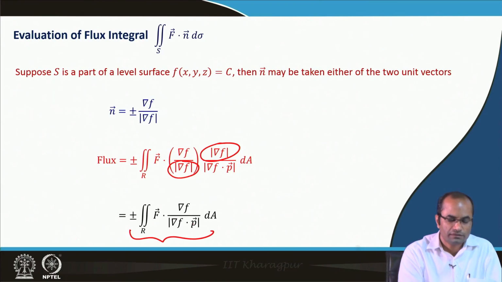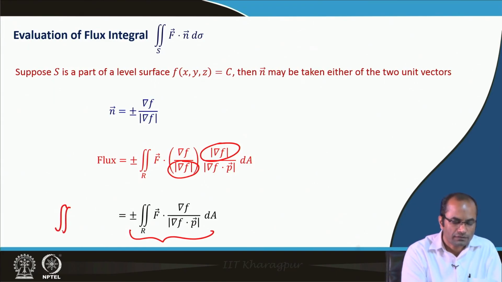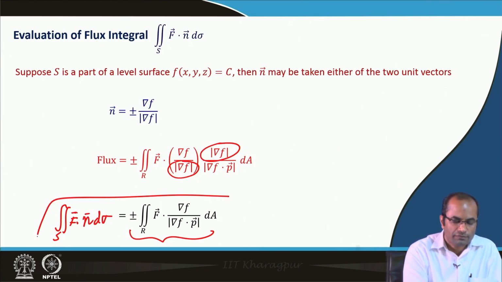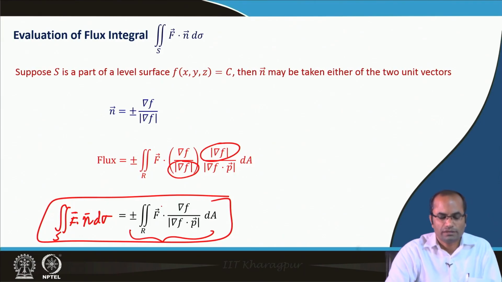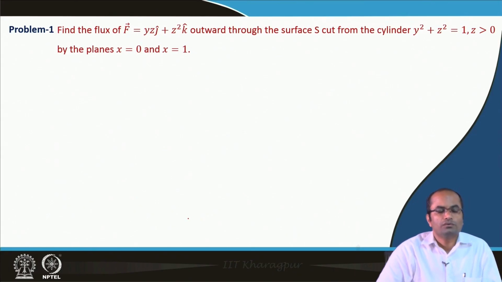So, the flux integral written there, F dot n d sigma, can be evaluated as the integral of F dot gradient f over gradient f dot p, integrated over the projected region R. Okay, well, so we can now go through the problems.